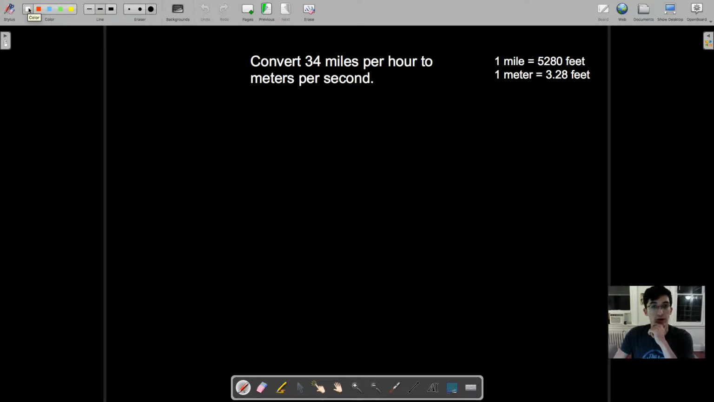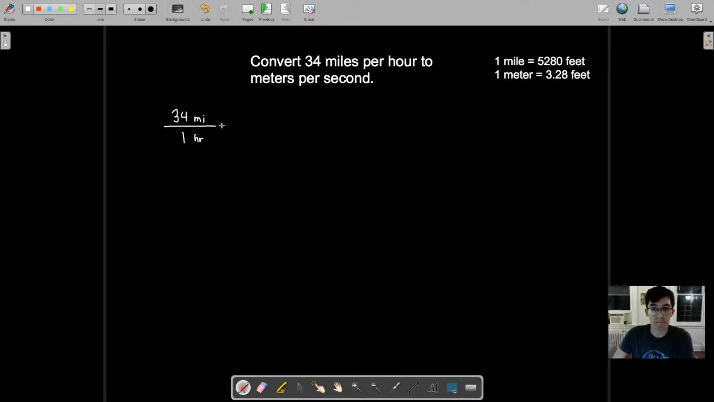Well, we're going to do it the same way. We're just going to start with writing our given as a fraction, 34 miles per hour. But notice the per. That means it's a rate. Miles per hour is miles divided by hour. So I'm going to change 34 miles per hour into 34 miles per 1 hour. Okay? There are 34 miles for every hour. We are going 34 miles for each hour.